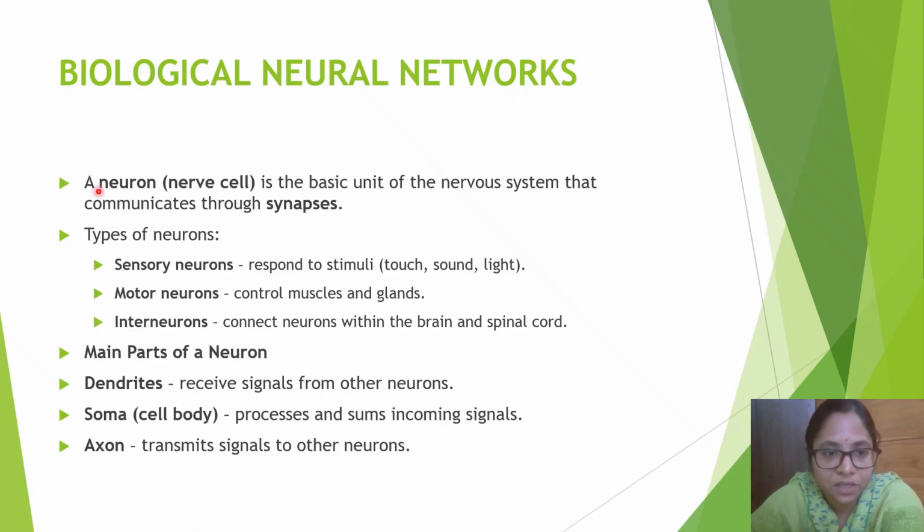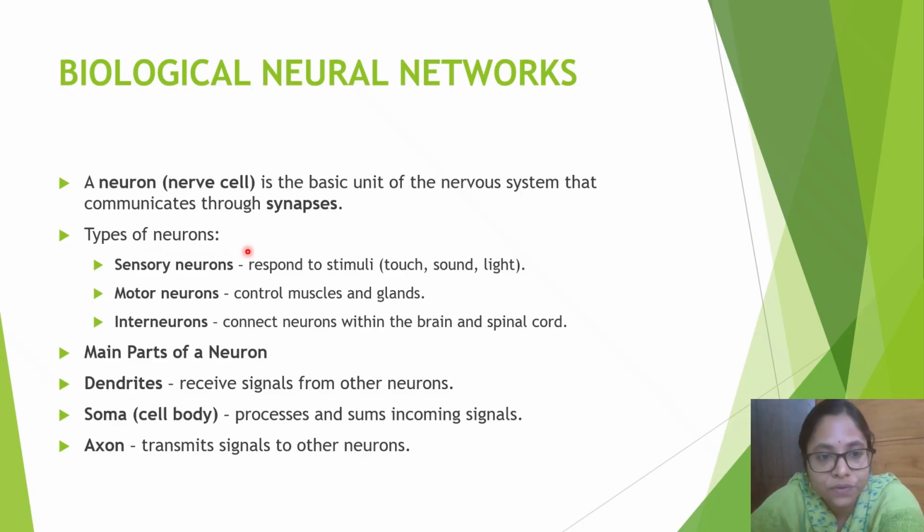Biological neural networks. So what is a neuron? It is called a nerve cell. It is the basic unit of the nervous system that communicates through synapses. Synapses are the part which performs the communication, either through electrical or chemical signals.